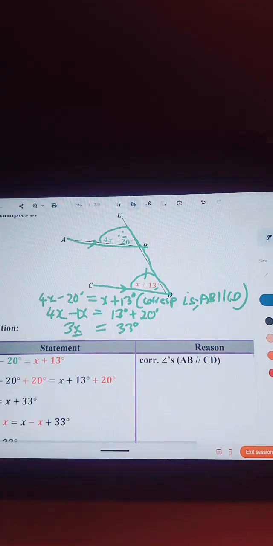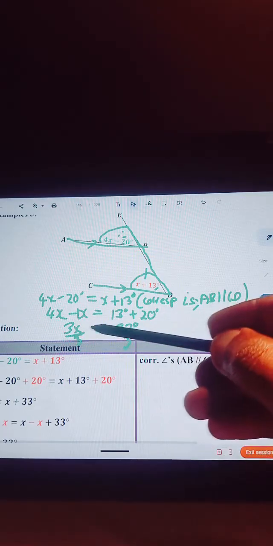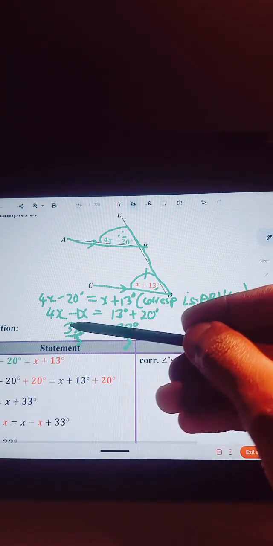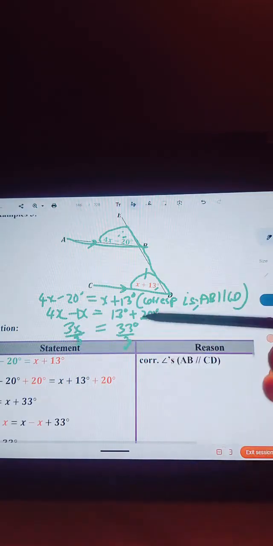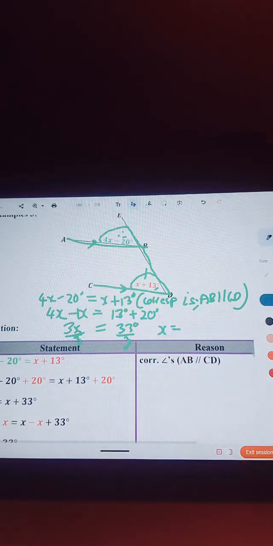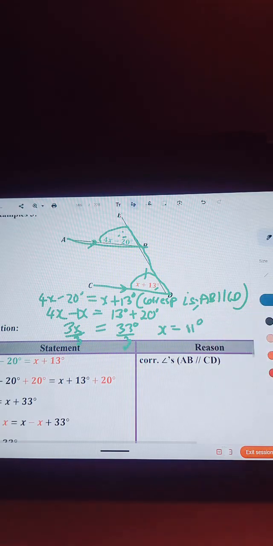Okay. Now that we have 3x is equal to 33 degrees, we now need to solve for the variable x. So what do we do? We divide both sides by 3. Because 3 is multiplied to x, we get rid of the 3 by dividing by the same coefficient, which is 3. What we do on the left, we do where? On the right. Final answer, x is equal to, what's 33 divided by 3? It is 11 degrees. Okay, that solves the value of x.